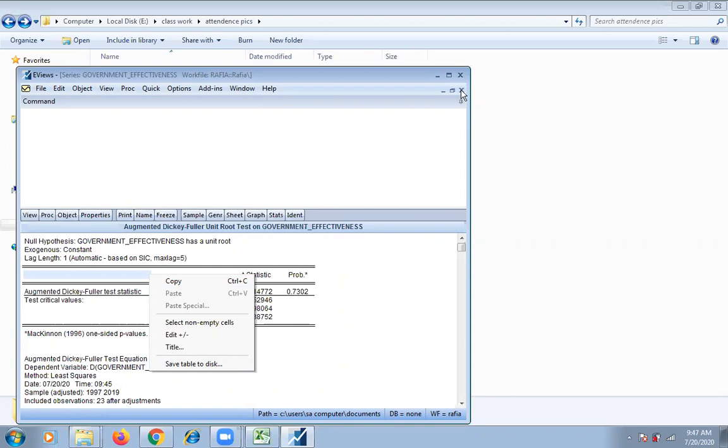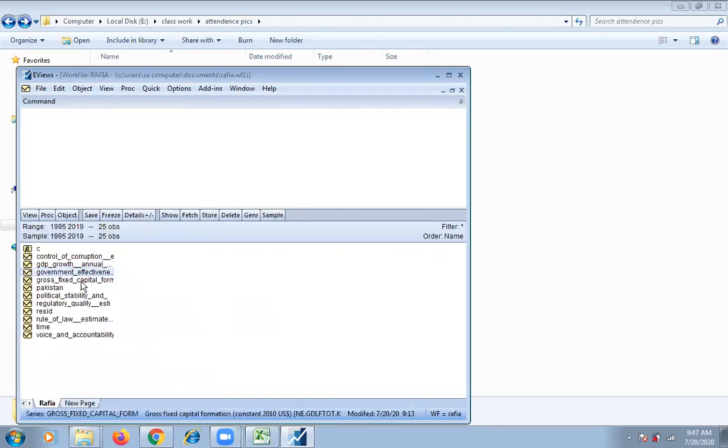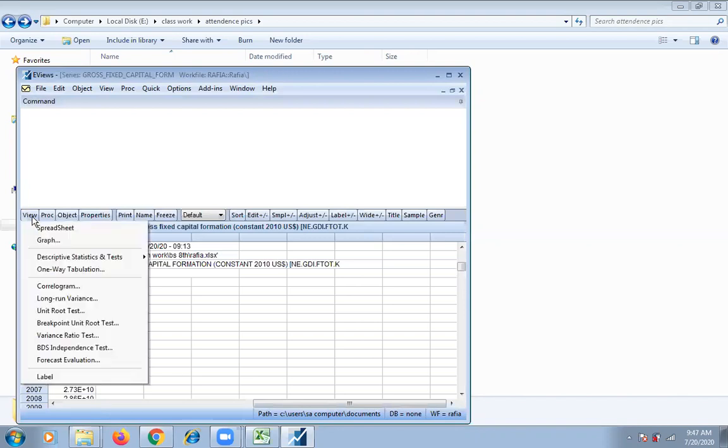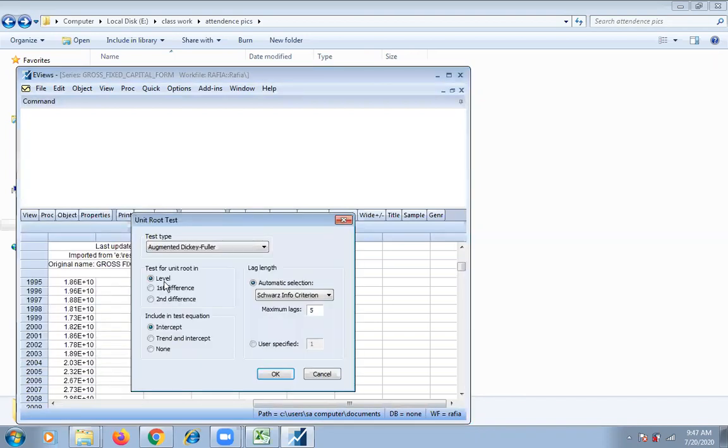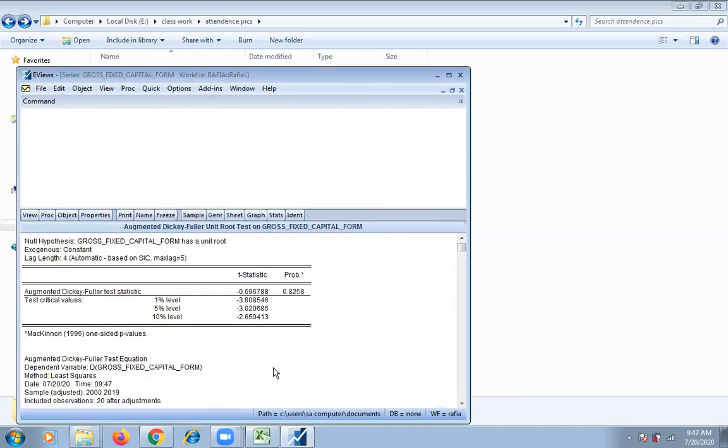Okay. Now we are going to the next variable, gross fixed capital formation. View unit root test at level. So gross fixed capital formation variable is also non-stationary at level, because the statistics value is less than the tabulated value at our level of significance. So we accept H naught that gross fixed capital formation has a unit root problem.